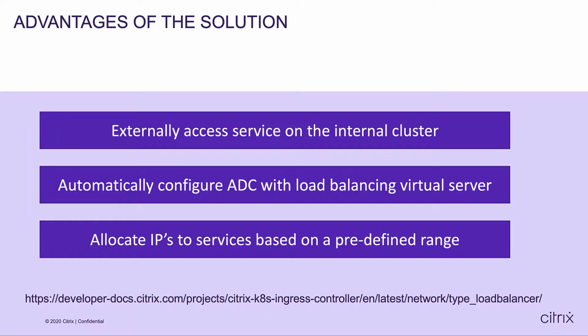Some of the advantages of the solution by using the IPAM controller and serviceType load balancer: we are first able to externally access services running on the internal cluster. Next, by using the IPAM controller and the Citrix Ingress controller, we're able to automatically configure the load balancing virtual server on the Ingress ADC. And finally, with the IPAM controller, we're able to automatically allocate the external IP addresses to the services of type load balancer from our predefined VIP range, which we will see in the YAML file.